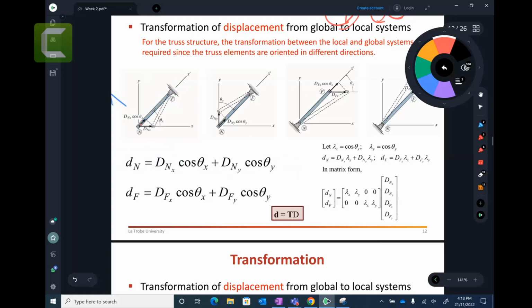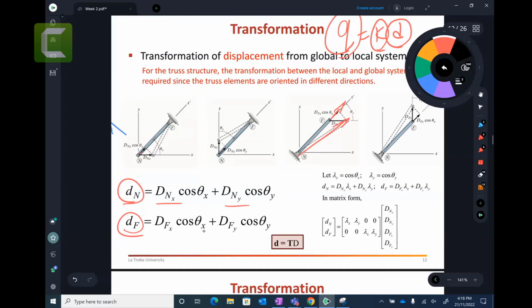The important part is this is a relationship of near node displacements with respect to the global systems. Similarly, you can do the far nodes. You can displace in two different approaches, and you will get the far nodes. Based on that, you can write the matrix dn over df. By the way, cos theta x we replace by lambda x, cos theta y we replace by lambda y, and so on. So you have another relationship.